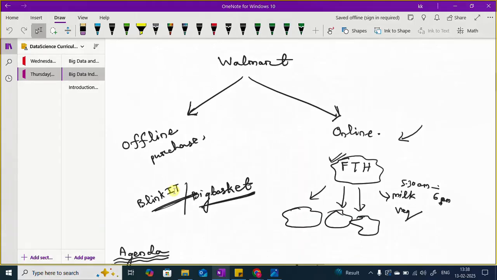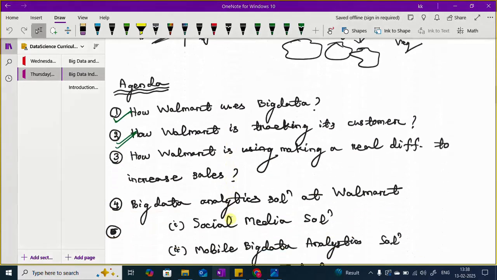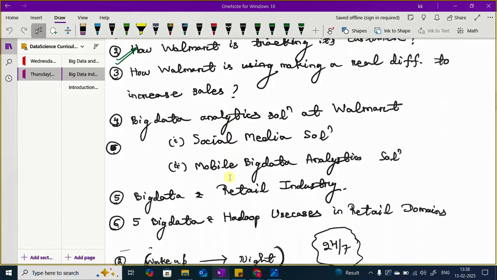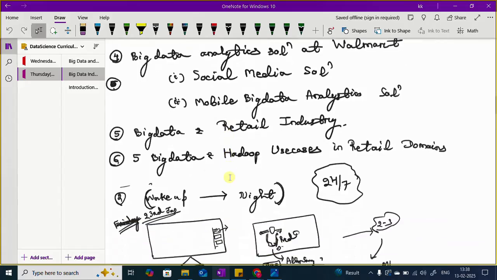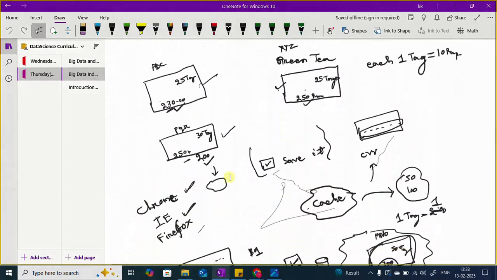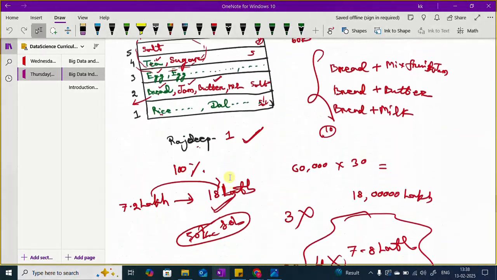We have discussed how supply chain management works, how Walmart uses big data, how Walmart is tracking its customers, and how Walmart is making a real difference to increase sales. Then how big data is used as an analytics solution at Walmart. We have seen different types of social media solutions, mobile big data analysis solutions, then big data in the retail industry also. So all these things we have already discussed extensively in our previous classes.